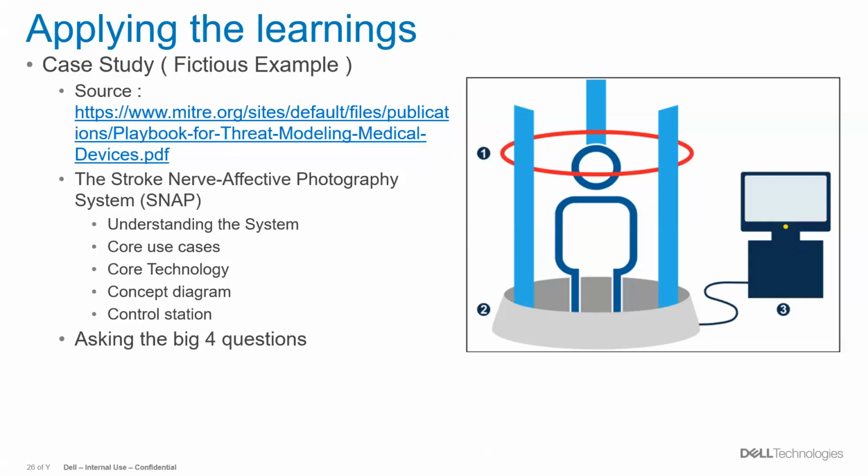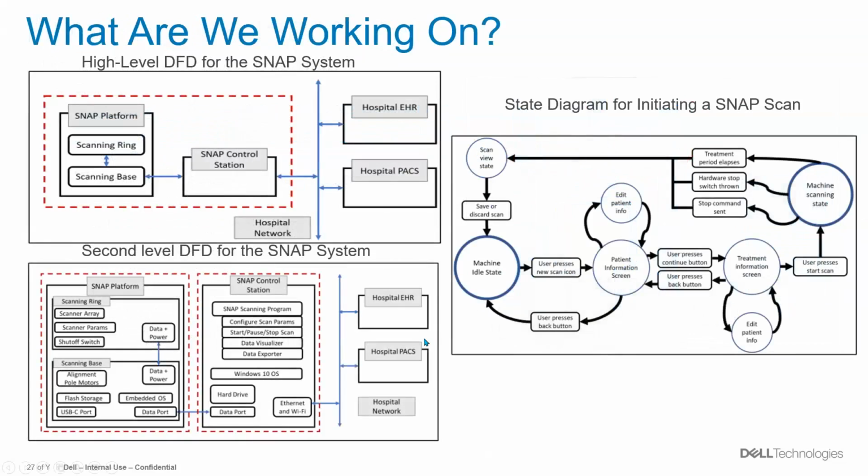be at play here. So now, with all these limitations, let's try to apply the four questions, the big four questions that we talked about, right? And then develop a data flow diagram for this one. So this is the first question: what are we working on? On the top left, you see the high-level data flow diagram, and then a second level data flow diagram, and finally a state diagram to depict the changes of state information from one process to another process.